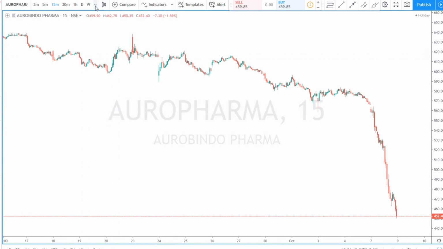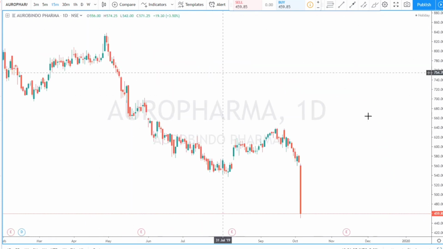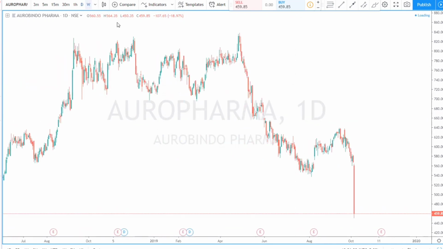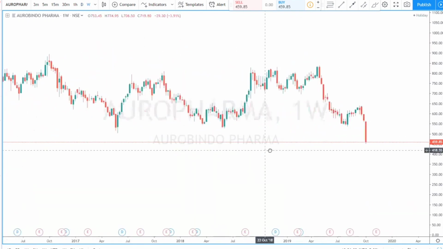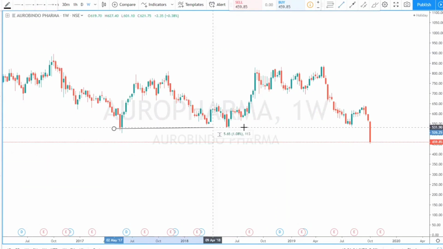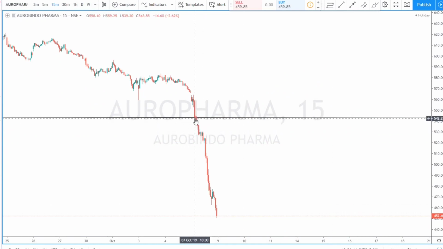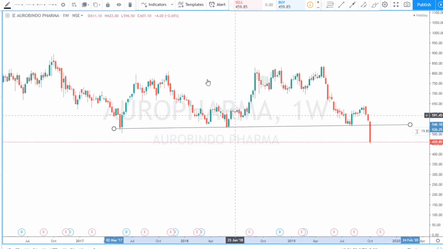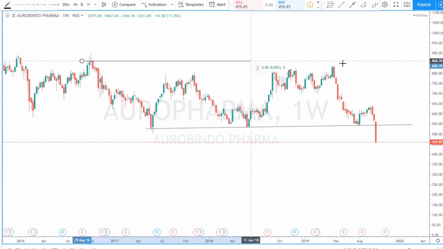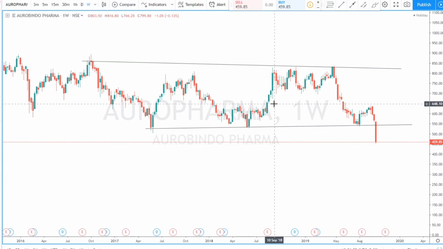So what happened in Aurobindo Pharma is there was a major breakdown from an important weekly level. So this is huge, right? See the move after the break of the trend line. This is a huge move. So if you are able to spot patterns like this, you will be able to predict a stock that will fall tomorrow, or a stock that will move up tomorrow.